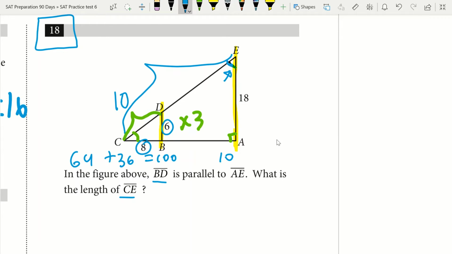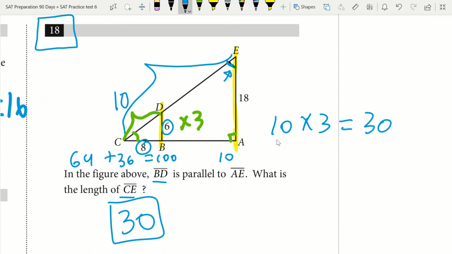For CD, that's not my answer though, because I'm asked for C to E. So I take that 10, multiply it by 3, since that is my ratio of my larger triangle to my smaller triangle, and I get 10 times 3 is 30. So my answer there would be 30 for the length of CE.